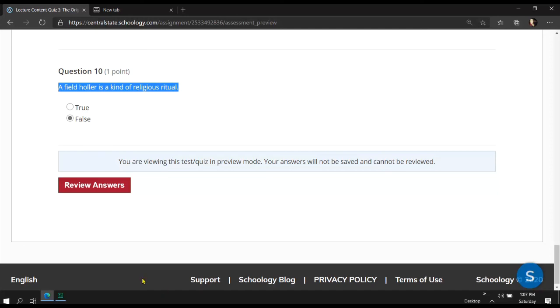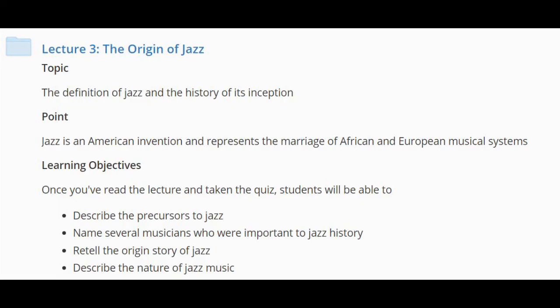Did you keep track of your score? If you got fewer than 8 correct, then go back and review the lecture, and then try the quiz again.